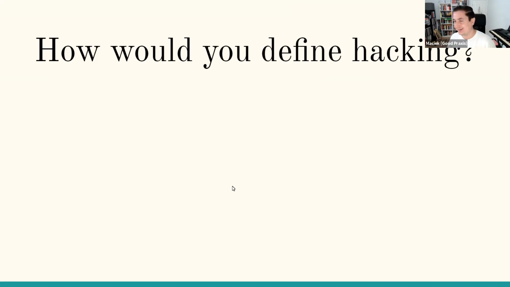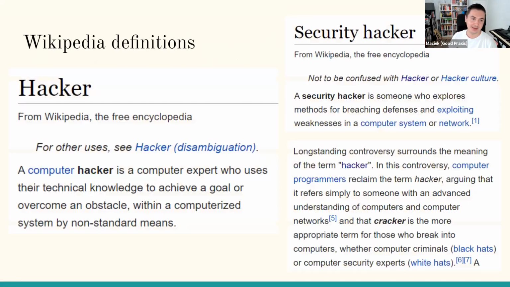Let's see what the Wikipedia definitions say about hacking. First up, we have hacker. A computer hacker is a computer expert who uses technical knowledge to achieve a goal or overcome an obstacle with a computerized system by non-standard means. That's one definition. Then we also have a security hacker. Hang on, I just need to move this window across. A security hacker is someone who explores methods for breaching defenses and exploiting weaknesses in a computer system or network.